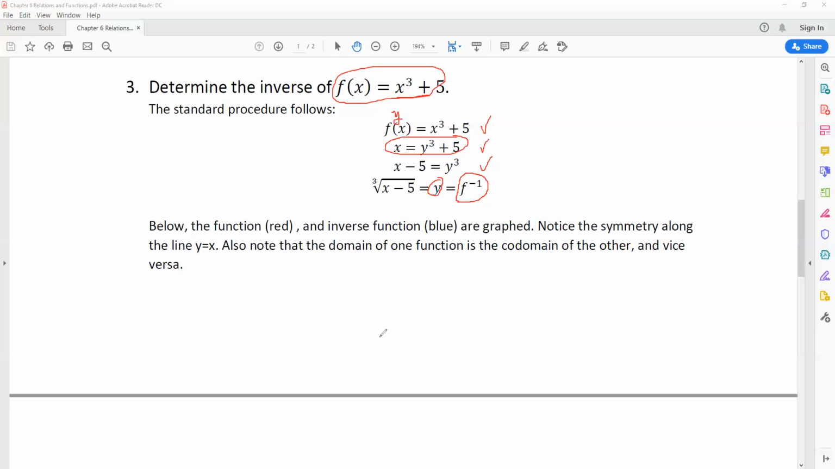So what does that mean? That means that f of x, let's see if I can write this out here. F of x is the original problem, x cubed plus 5. And then we figured out that the inverse function, f inverse of x, is equal to the cube root of x minus 5.